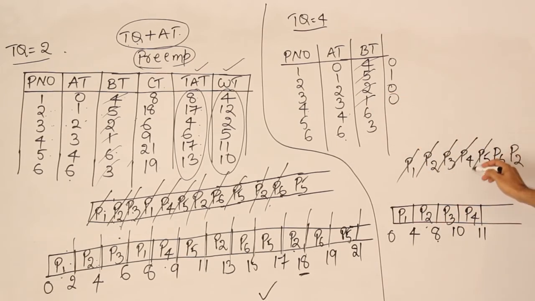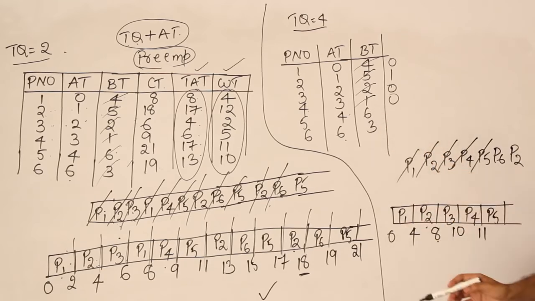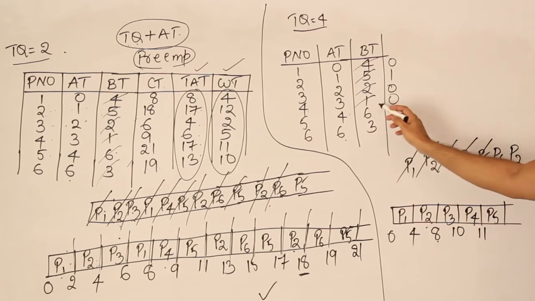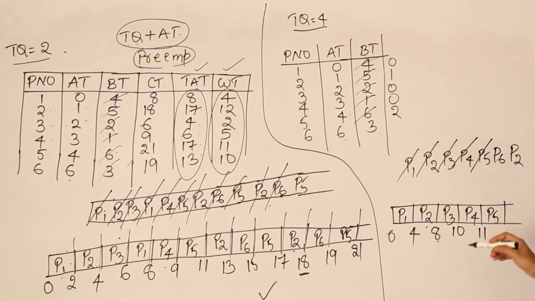And next one is P5. P5 can be scheduled, right? Now if you schedule P5, it can be scheduled for 4 units, but what is its need? 6 units, right? Therefore 2 units are going to be remaining, so it will run till 15 because I can run it for 4 units.